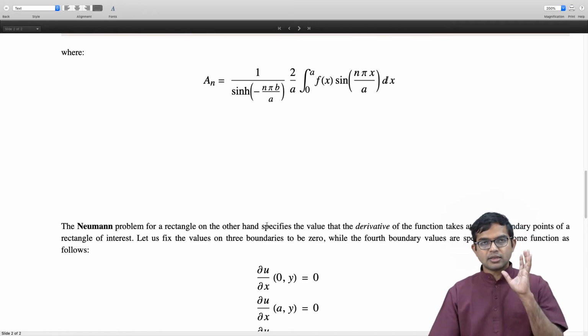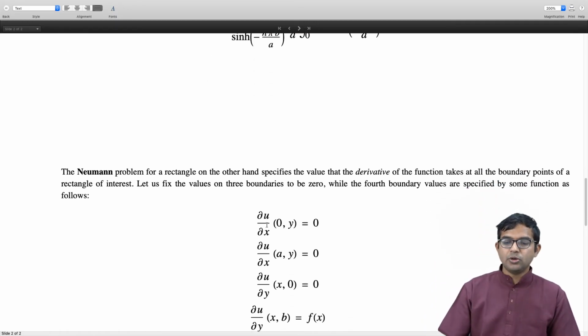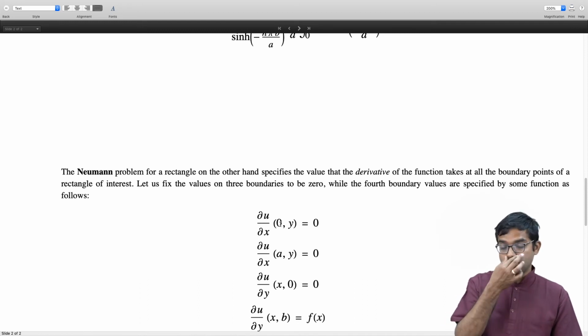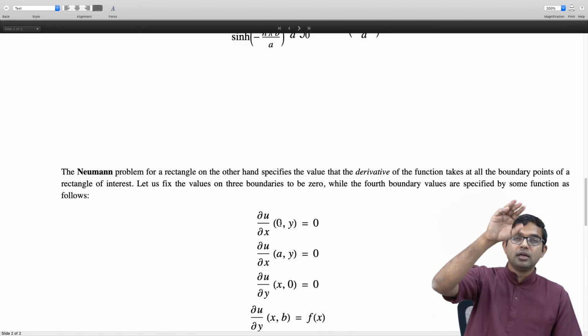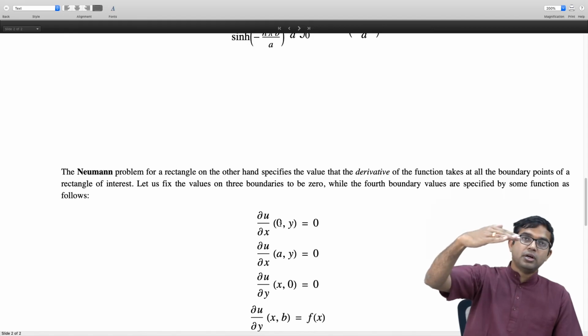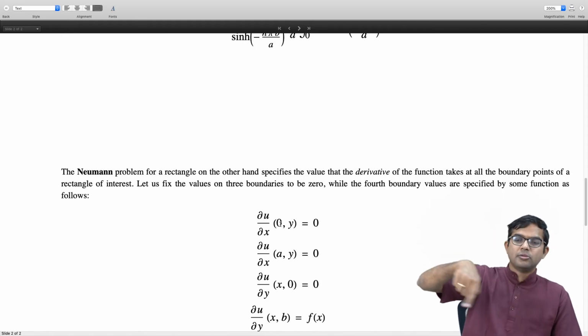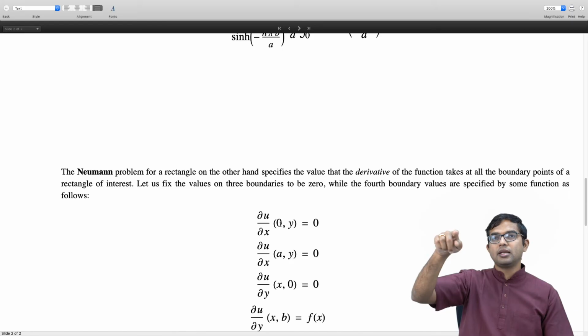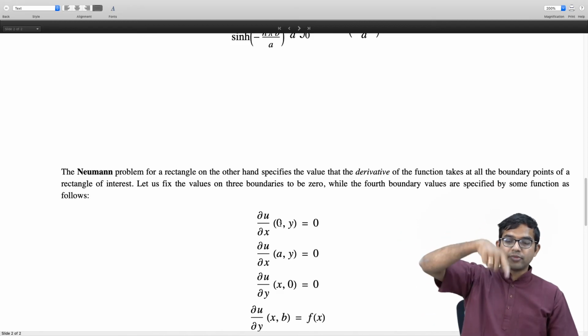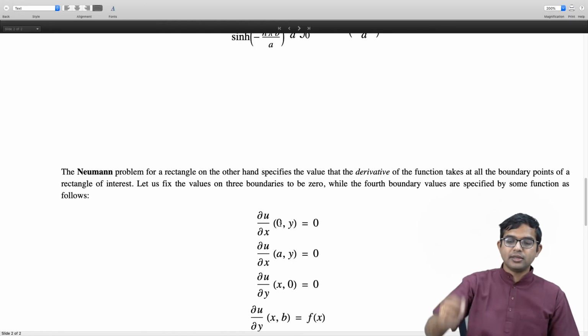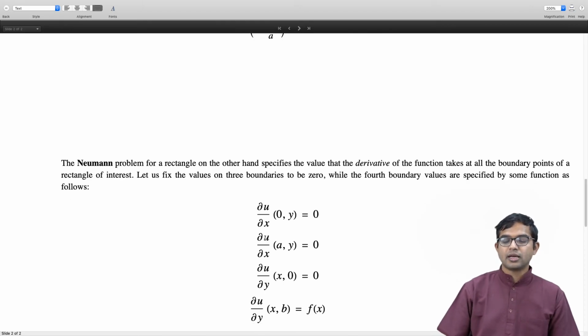Suppose we look at the same kind of problem, but we specify ∂u/∂x for x equal to 0 and for all values of y to be 0. It's a rectangular problem again, and then ∂u/∂x at x equal to a, for all y, is also taken to be 0. But if you're going in the vertical direction, it is ∂u/∂y that is specified. So for all x but y equal to 0, it is also 0.